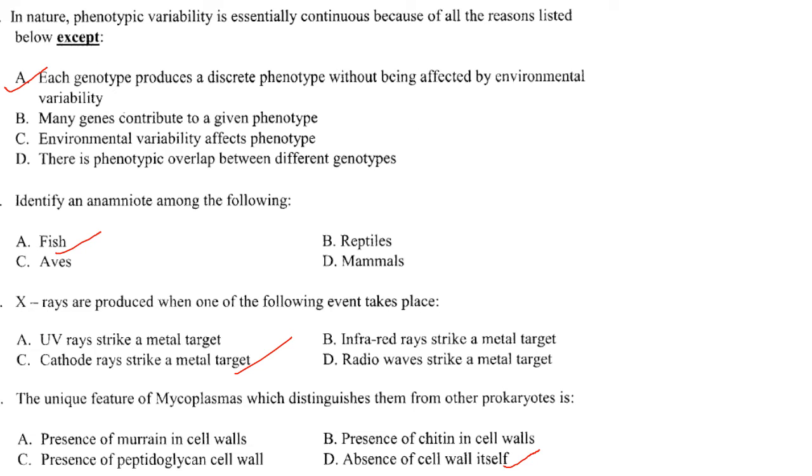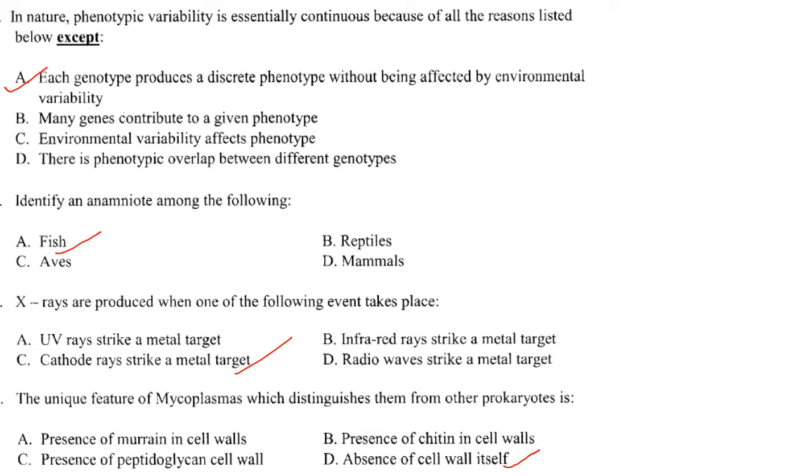Then next one. In nature, phenotypic variability is essentially continuous because of all the reasons listed below except each genotype produces a discrete phenotype without being affected by environmental variability. So each genotype does not produce a particular phenotype without being affected by environmental variability. Environmental variability also comes into play. So answer is option A.